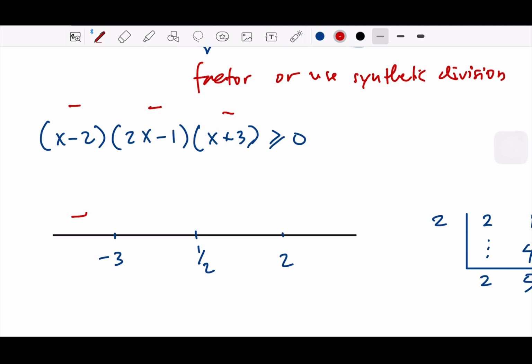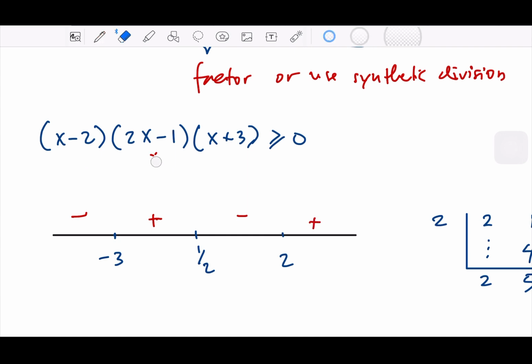And then between these, we could take 0. So 0 is negative, negative, positive. So it should be positive. Okay. And then maybe taking 1. So this will be negative, positive, positive. So it should be negative. And taking 3: positive, positive, positive. Okay.